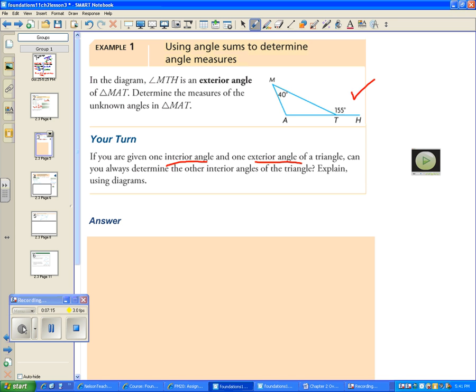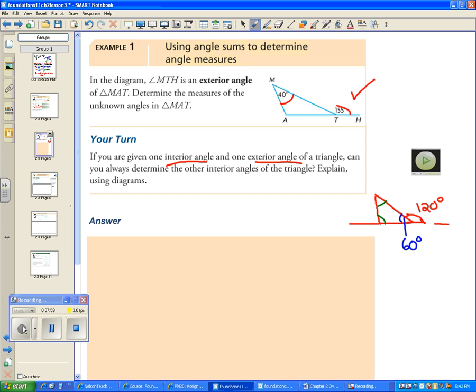So this angle is not right beside that 155, or in other words, it's not adjacent. So I want to talk about if it was adjacent. So we have some triangle, and all we know is that this, let's say, is 155. Let's do better numbers. We say that this angle is 120, and I also told you that this angle here was 60.